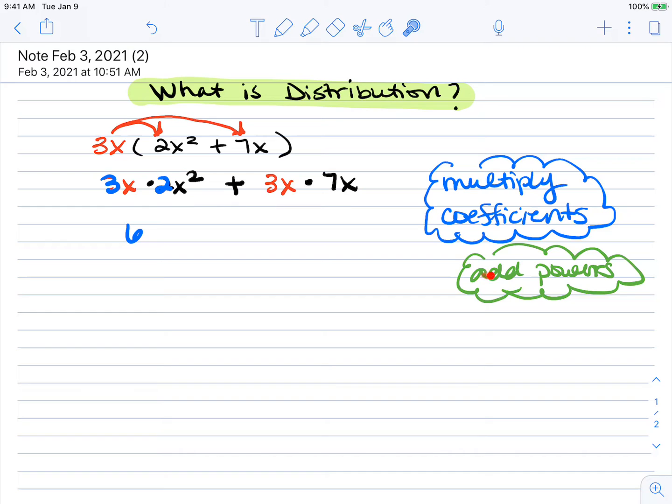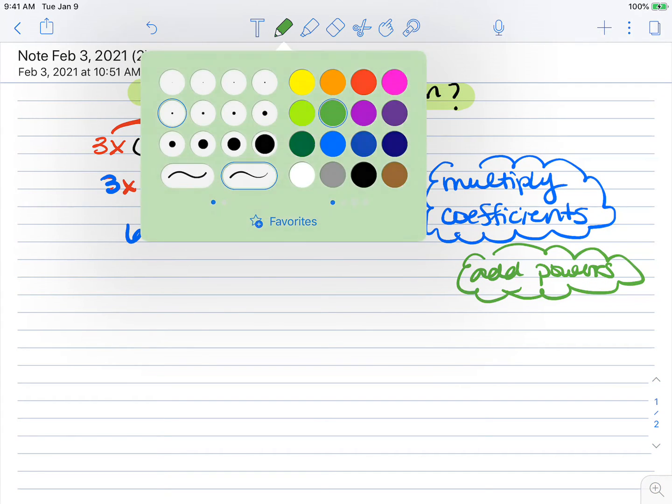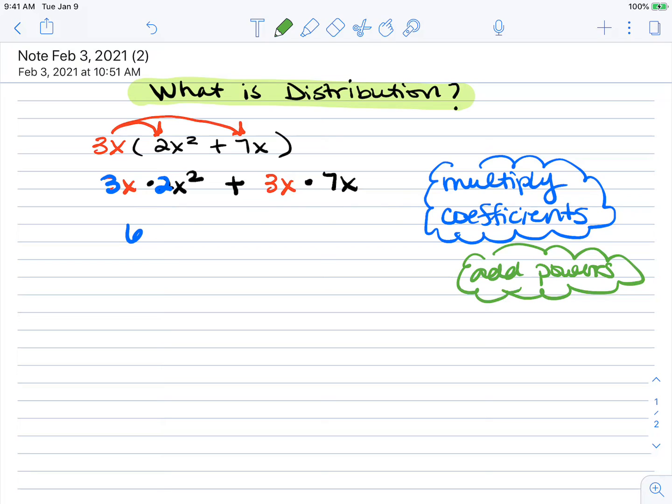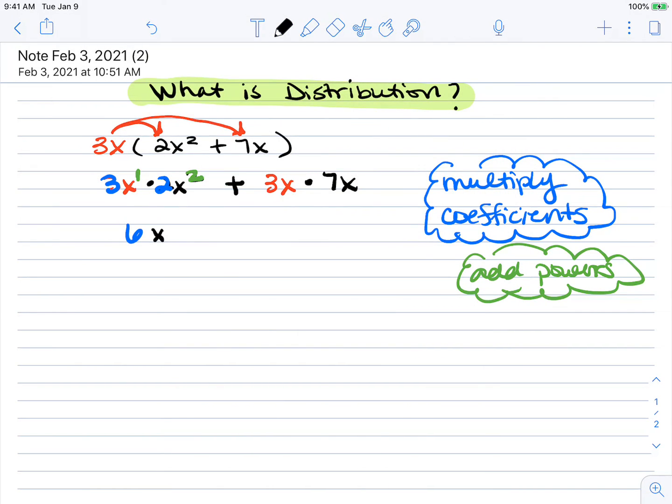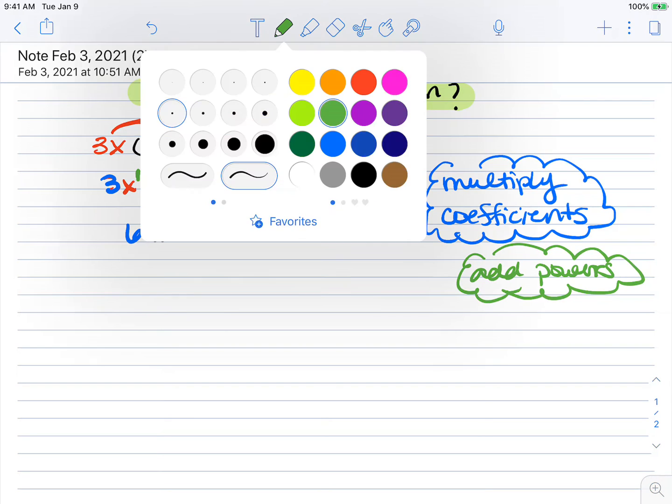Then what I want to do is add the powers, and this red x right here is missing the power. When there's nothing written, it's assumed to be 1. So I really have x to the 1 and x to the 2. I add those and I end up with this x to the 3. So I have now multiplied the coefficients and added the powers. Okay, now I'm going to do this on the next term.